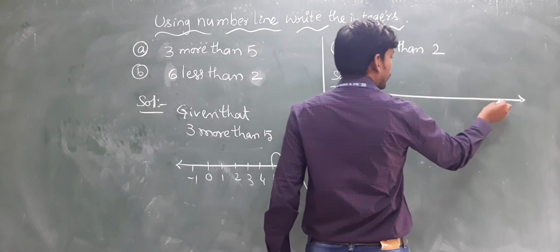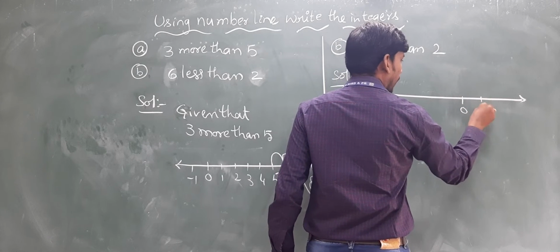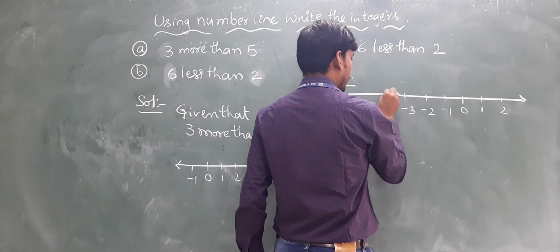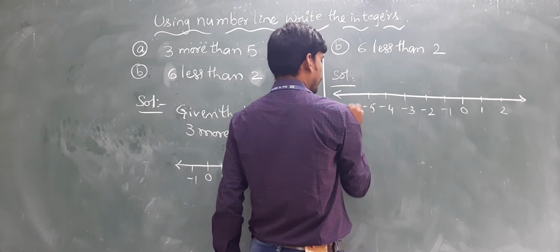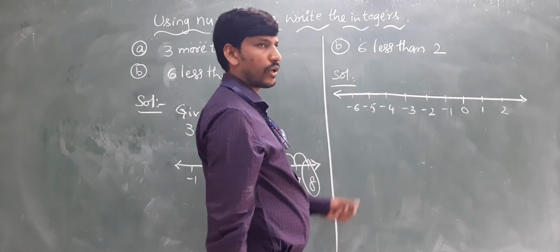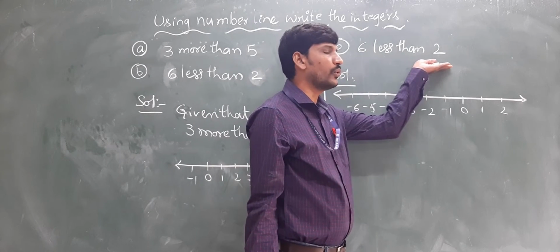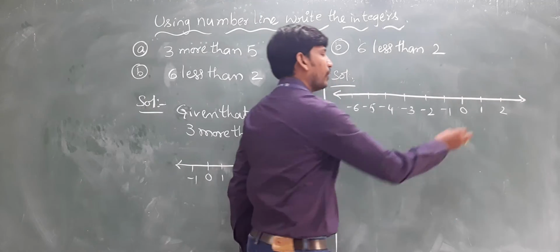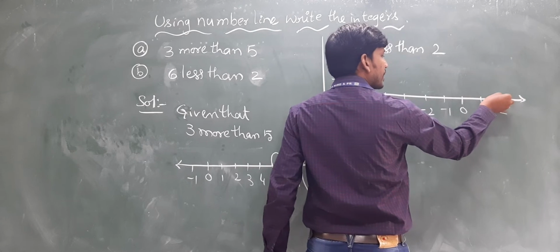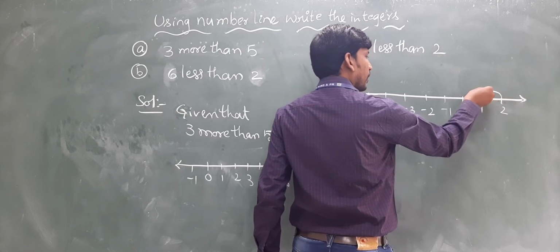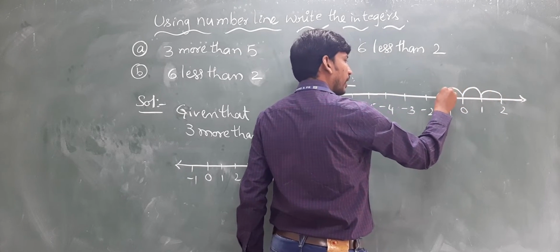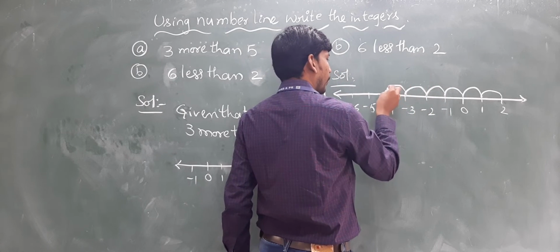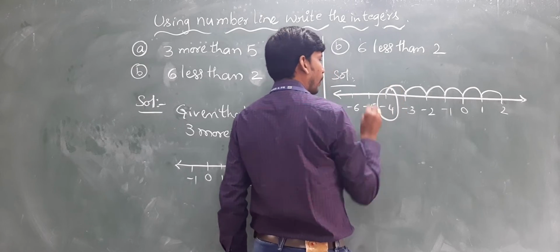Here only plus 2 is there. So take 0 here, this is 1, this is 2, minus 1, minus 2, minus 3, minus 4, minus 5, minus 6. So what are you going to do? 6 less than 2. 6 steps you need to move to the left side of the 2. From 2, you should move 6 steps. 1, 2, 3, 4, 5, 6. Clear? We reached minus 4.